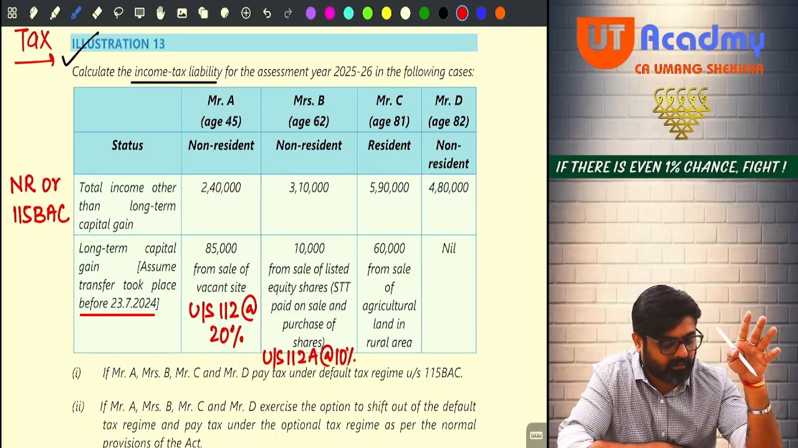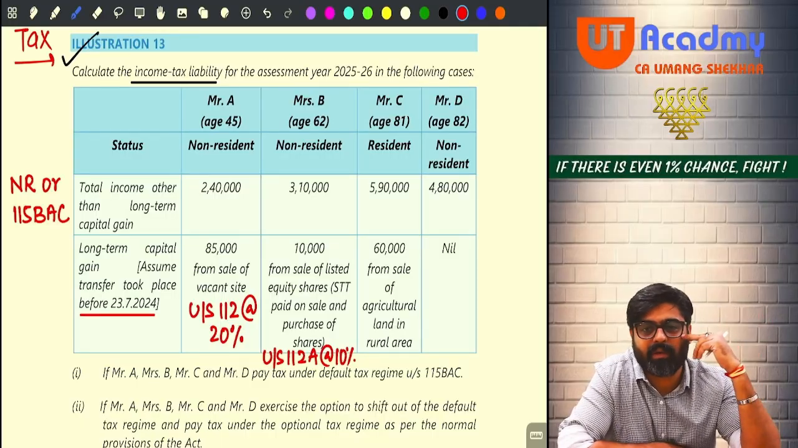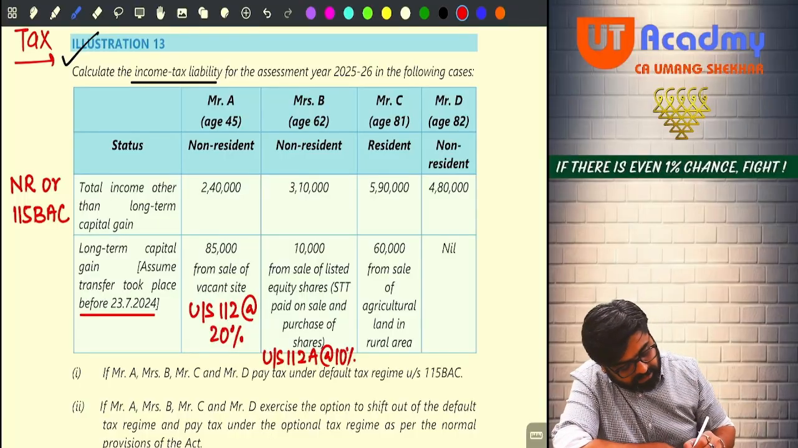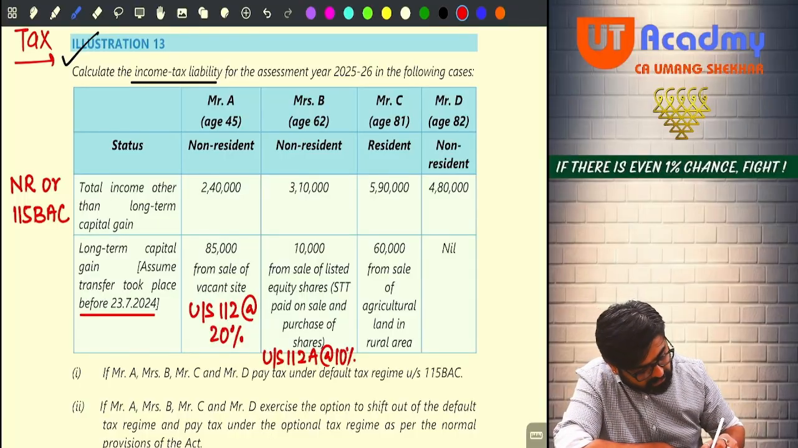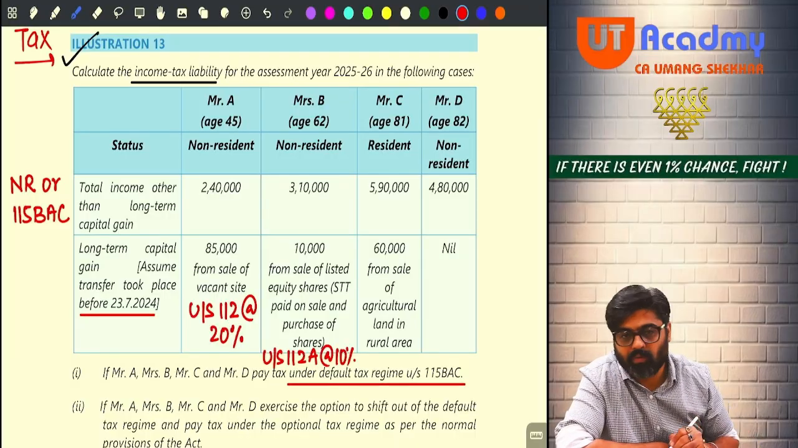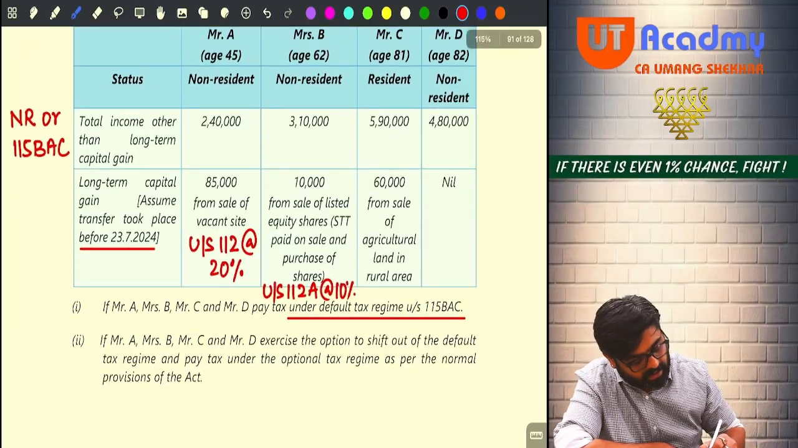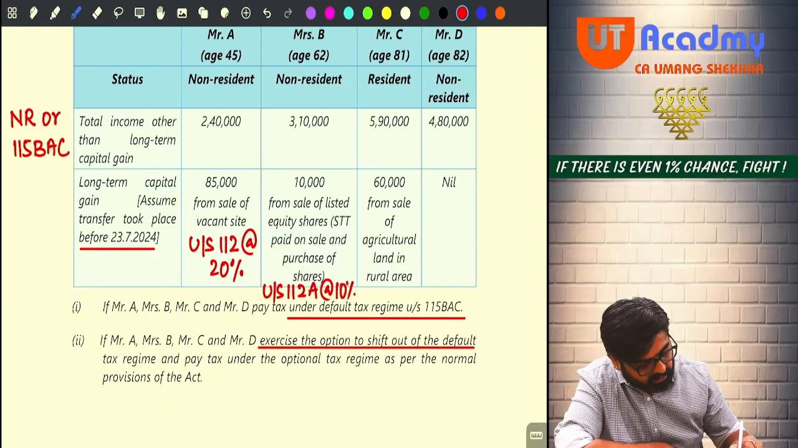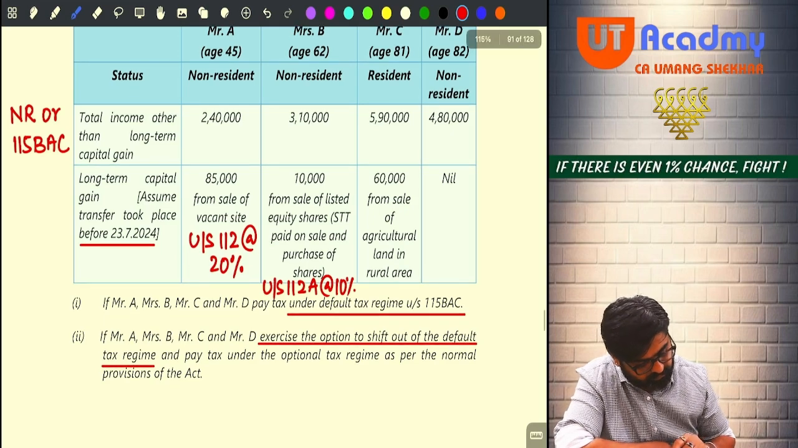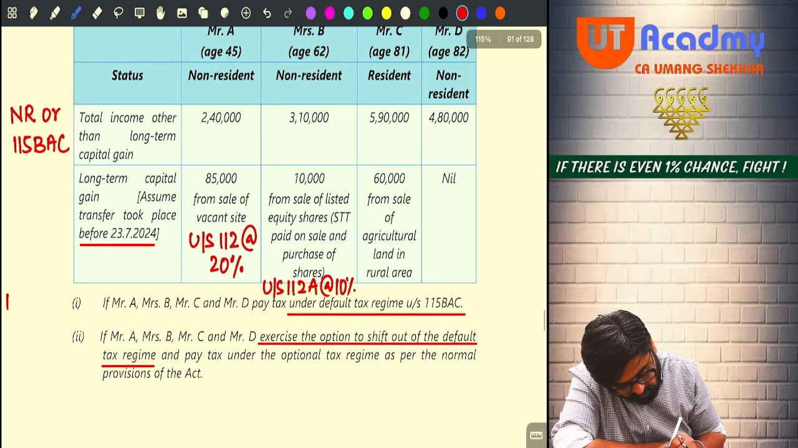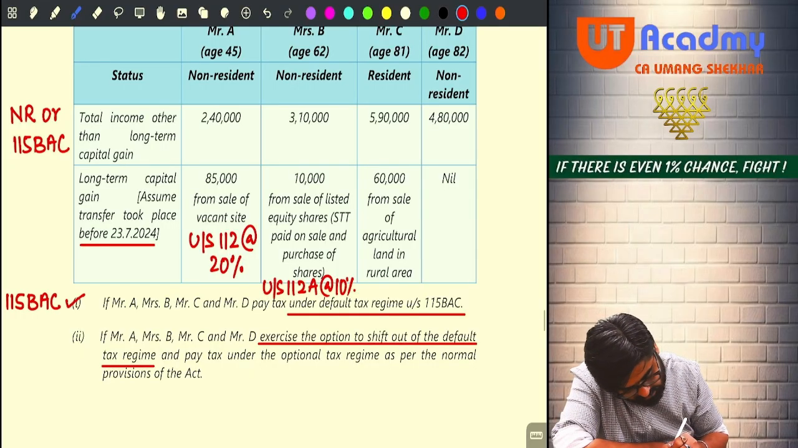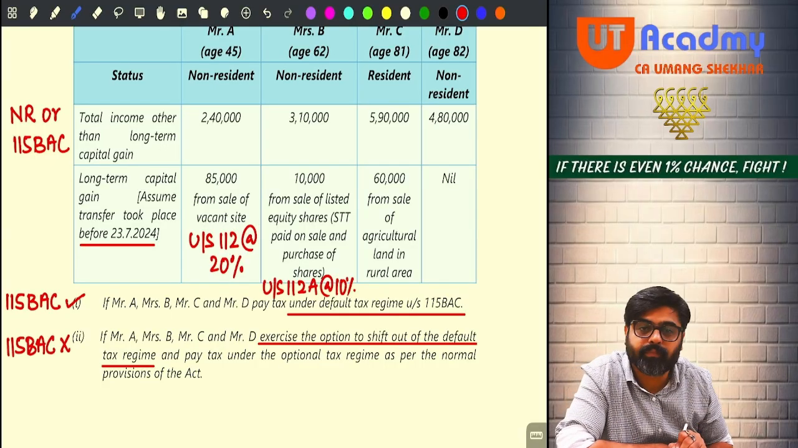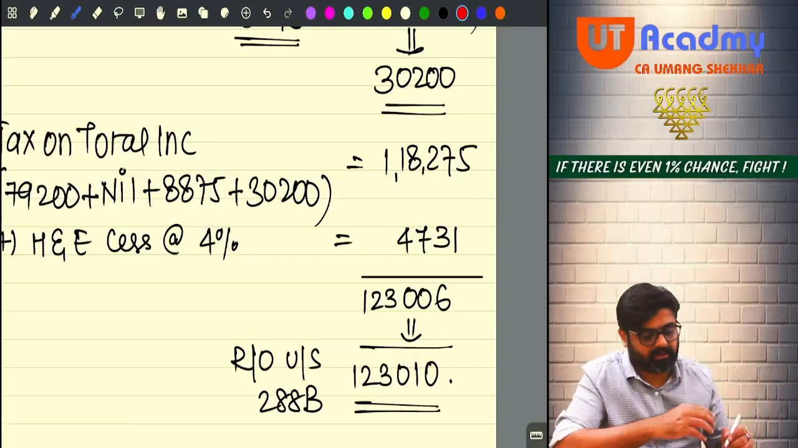Okay. Next, for Mr. D, there is no capital gain only. Now, if Mr. A, Mrs. B, C, and D pay tax under default tax regime, what will be your tax liability? If they exercise the option to shift out of the default tax regime, what will be your tax liability? Okay, no? So here they are saying that you are following 115BAC, and here they are saying that you are not following 115BAC. So let's start.